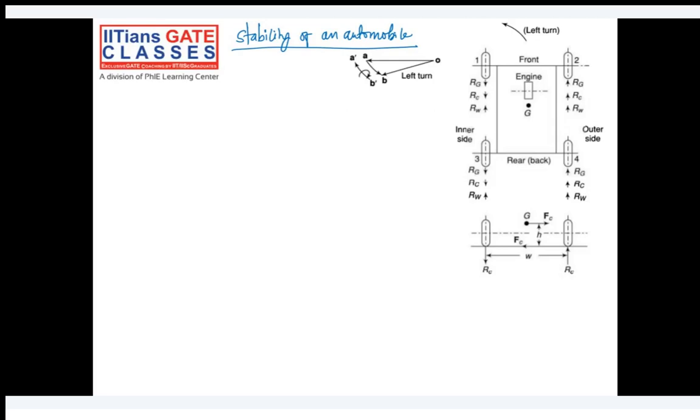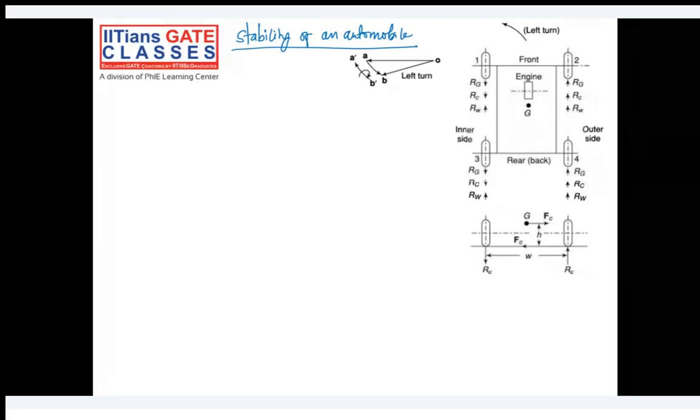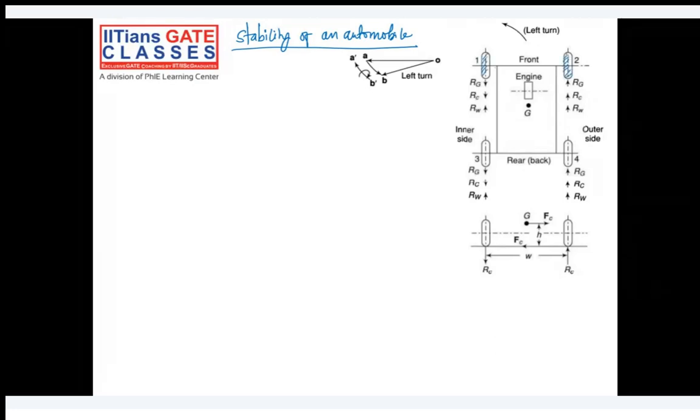We have four wheels: one, two, three, and four. Okay. When we say our automobile is stable, or running stable, whenever none of the wheels out of these four is lifted off the ground, then we can say that the vehicle is basically stable whenever we are taking a turn. None of the wheels should lift up, and as long as this condition is fulfilled, the vertical reaction on the ground on any wheel is positive or upward.